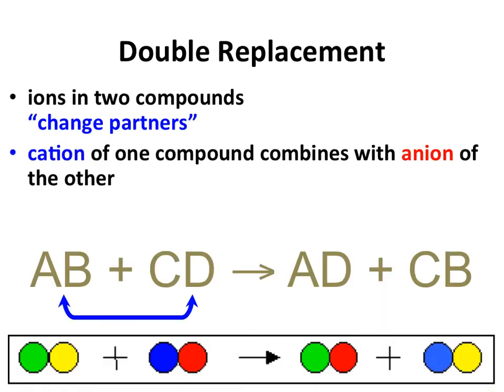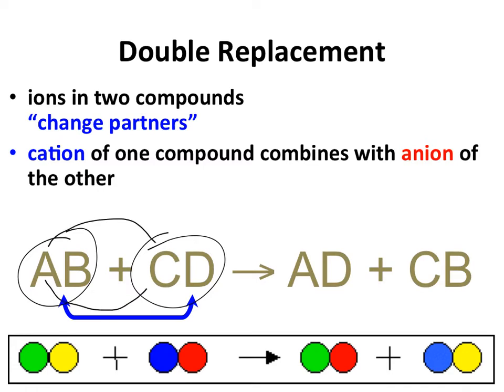In double replacement reactions, the ions in the two compounds, A, B and C, D, are going to change partners. In this case, we're going to be changing A and C. They just swap, and they form two new unique compounds. You can look at it as the metals swapping places if you have two ionic compounds, or as the two nonmetals swapping places. Either way you look at it, you're going to end up with two new compounds. They've changed partners.